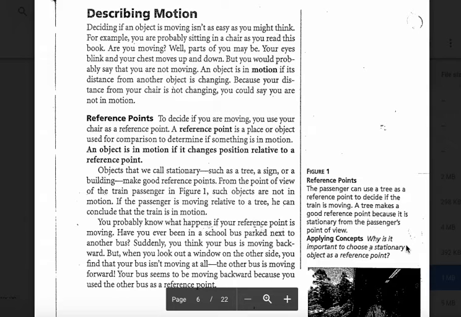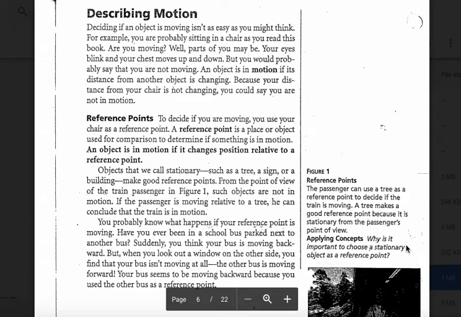Reference points. To decide if you are moving, you use your chair as a reference point. A reference point is a place or object used for comparison to determine if something is in motion. An object is in motion if it changes position relative to a reference point. Objects that we call stationary, such as a tree, a sign, or a building, make good reference points. From the point of view of the train passenger in Figure 1, such objects are not in motion. If the passenger is moving relative to a tree, he can conclude that the train is in motion, and not the tree. You probably know what happens if your reference point is moving.